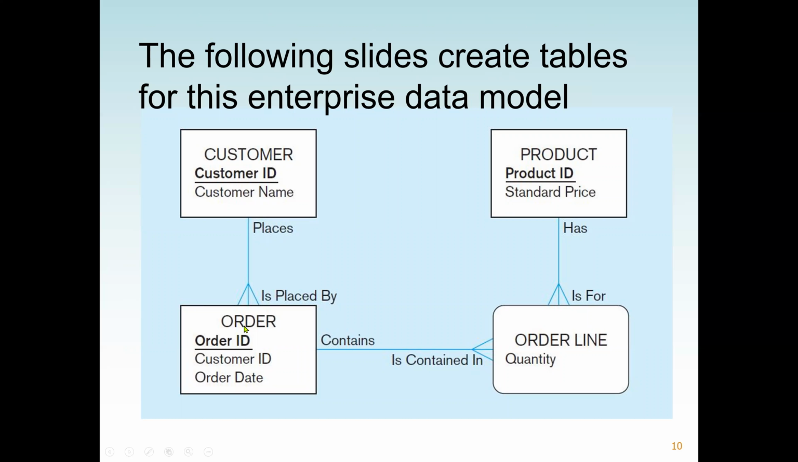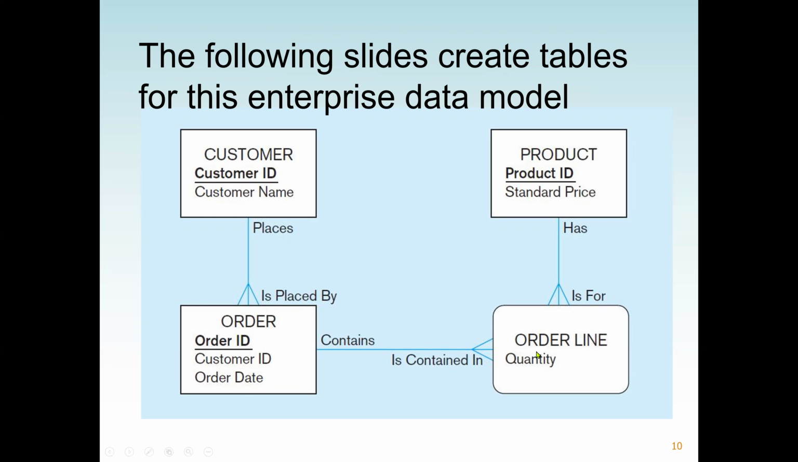So the second table will be order. In order, we have the order ID as the column name, and also it's a primary key field. Then we have a customer ID, then we have the order date. The customer ID will be a foreign key, because a foreign key is a field that is already a primary key field in another table. So remember, in the customer table, the primary key field is the customer ID. And there's a relationship between customer and order. And we have the customer ID in order. So that will be the foreign key to connect the two tables.